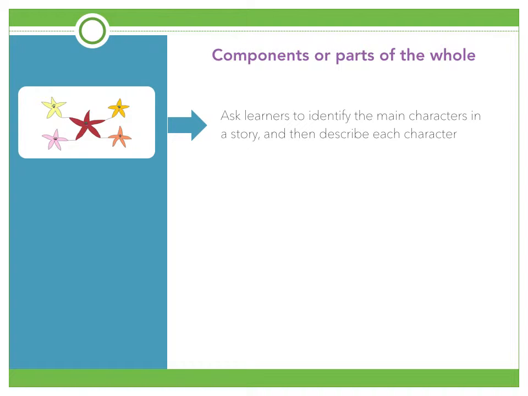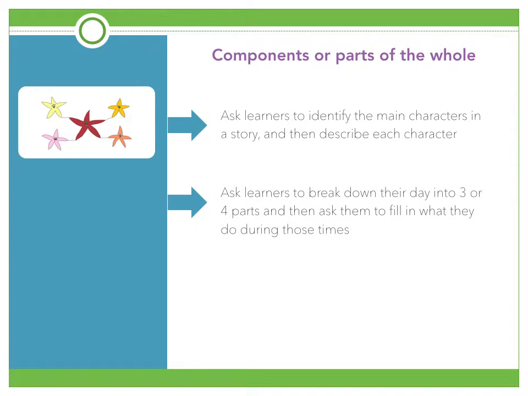So if we look at the Starfish Babies, you can ask your learners to identify the main characters of a story, so that is the whole, and then describe each character, so they're looking at the parts of the whole. You can ask learners to break down their day into 3 or 4 parts, and then ask them to fill in what they do during those times of the day. What do they do in the morning? What do they do in the evening? That's taking a whole and breaking it down into its parts.